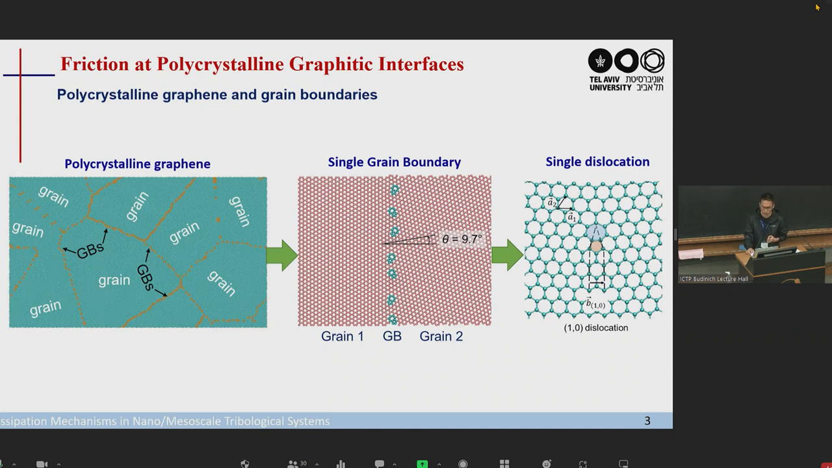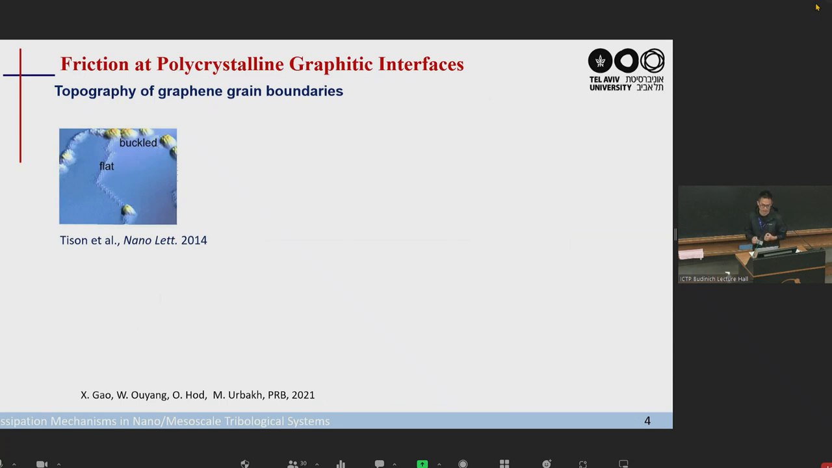One important feature of these dislocations is that they introduce a lateral strain to the lattice, which may cause distortion in topography. We note the topography may be critical to the frictional behaviors we are interested in. This image shows an experimentally measured polycrystalline graphene sample consisting of a few grain boundaries. Interestingly, due to the strain introduced by the dislocations, the topographies of the grain boundaries are quite non-trivial. They can vary from highly corrugated buckled structures to nearly flat configurations.